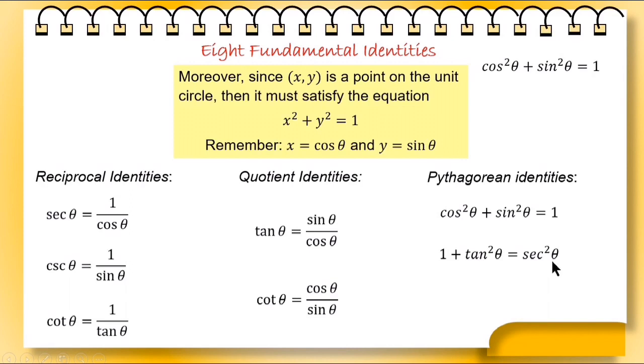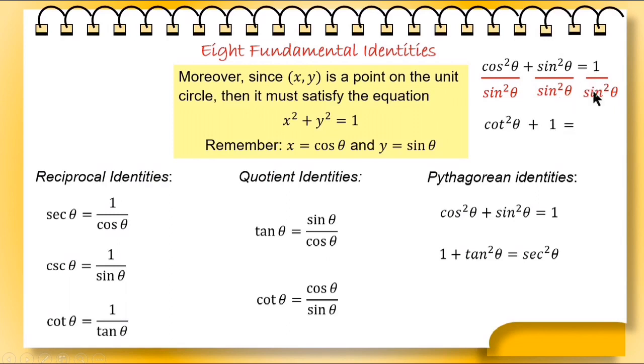On the other hand, if we divide this equation by sine squared theta, we get cotangent squared theta: cosine squared theta over sine squared theta is equal to cotangent squared theta, plus 1. Sine squared theta divided by sine squared theta is 1.